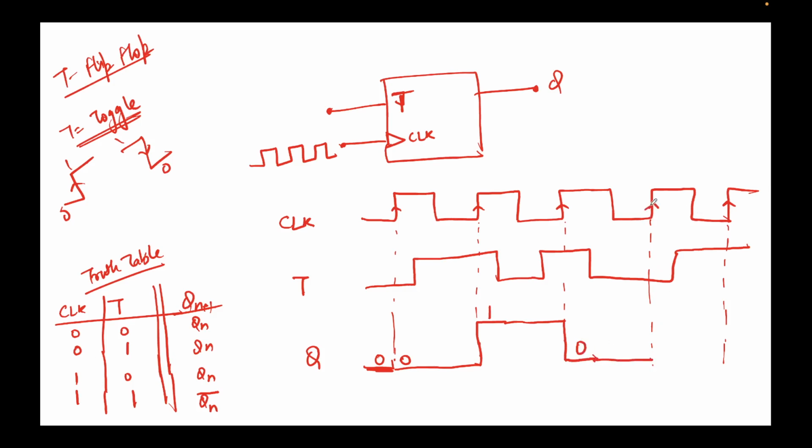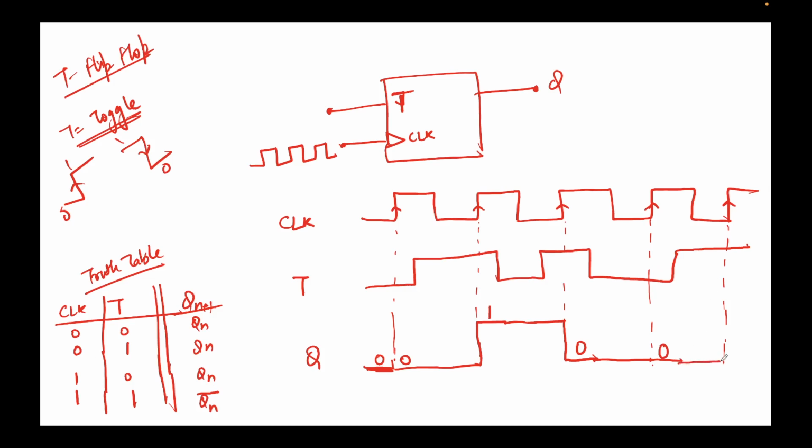Again, the clock is saying the toggle input can change the output. But since the toggle input is 0, the output will not change. Output will remain 0, because you see when T equals 0 and clock equals 1, the next output is the same as the previous output. So 0 will remain 0.